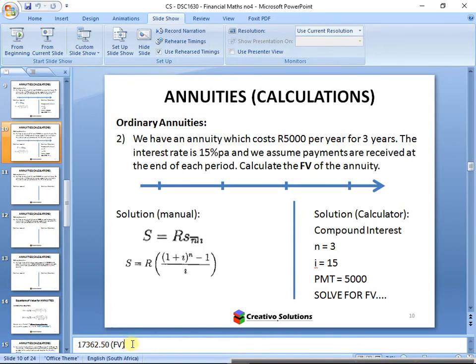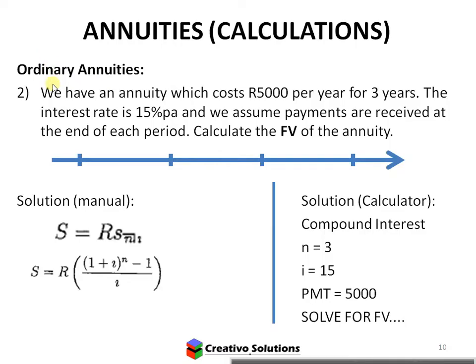17,362. Correct. There you go. Correct answer. Right. See how simple it is. Okay, it's just the calculator basically. It's identifying the correct variables and substituting into the calculator. Is that right? Great. Okay, so let's have a look at this one.